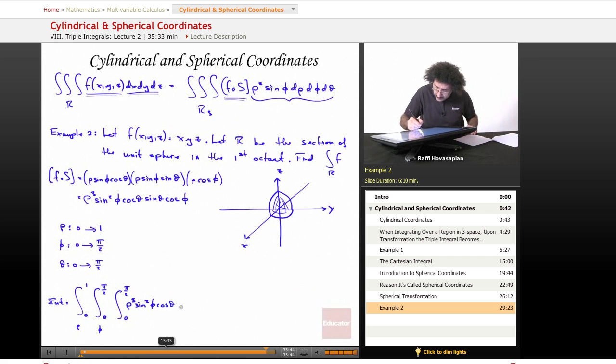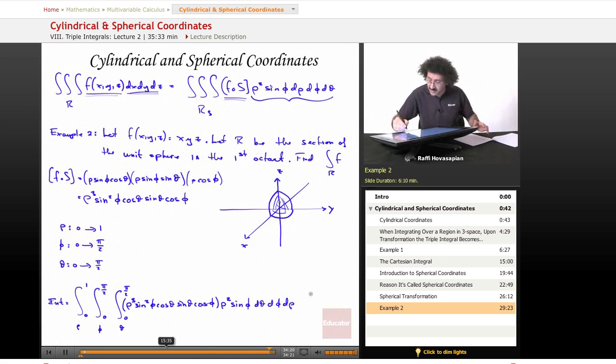Just got to go slow, make sure that everything is there. Cosine theta. And again, be very careful with these, particularly because you're dealing with two angles, phi and theta. Don't confuse them, which I do all the time. I can give you the advice, but I make the mistake all the time myself. Cosine theta, sine theta, cosine phi. That's the function, the f of s part. And now we have to do the transformed volume element. So rho squared sine phi. And then we did theta first, so we do d theta, d phi, and d rho.